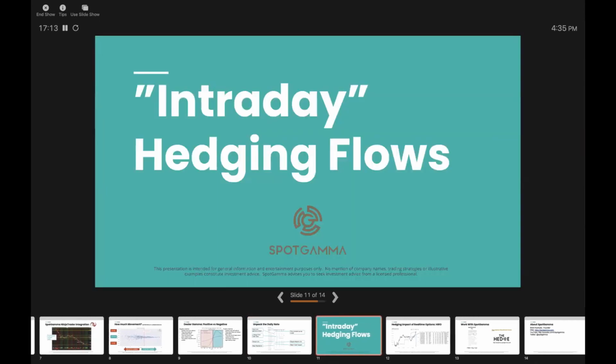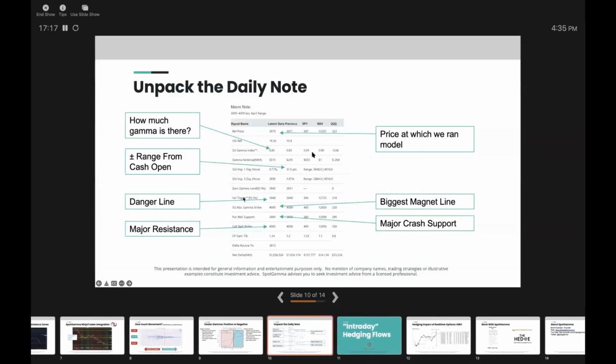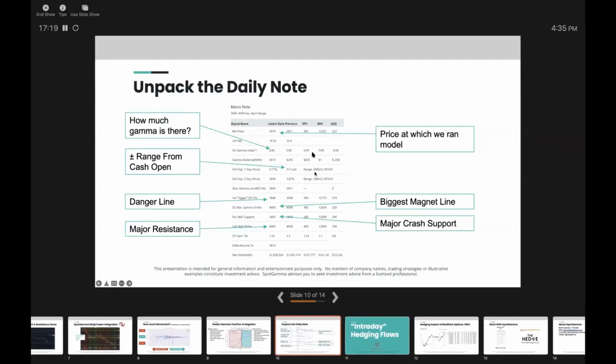Now, the second component here: everything that you saw is based on the open interest, which changes once per day, right? That's the only change that you can make, because open interest is only updated by the regulators, the OCC, the Options Clearing Corp, once per day.